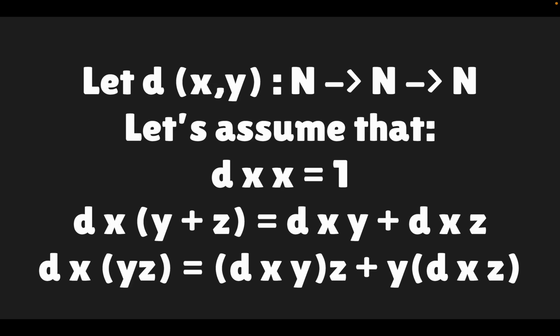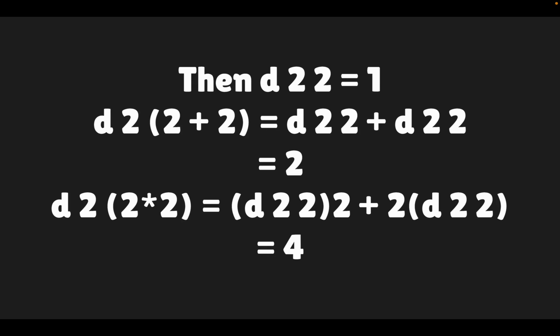So the derivative of any number with respect to itself is going to be equal to 1. And then the derivative of y plus z with respect to x is going to be the sum of the derivative of y plus the derivative of z. And the derivative of y times z with respect to some number x would be the derivative of y with respect to x times z plus y times the derivative of z with respect to x. So you maybe want other rules as well, but you would at least want these ones. But from these rules, we can get this contradiction.